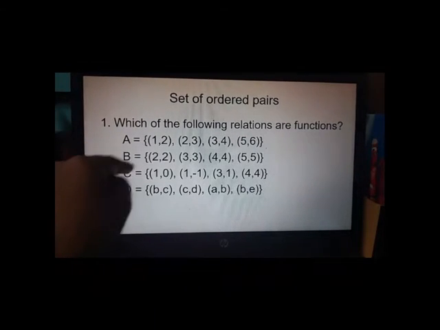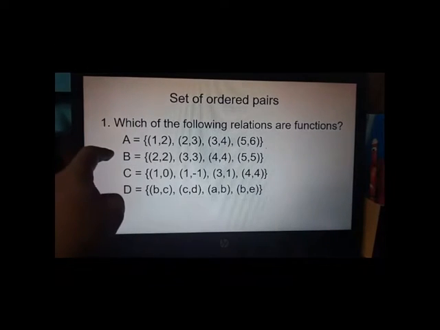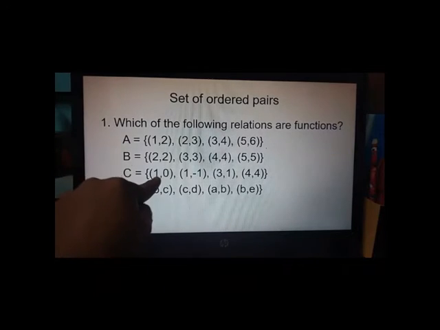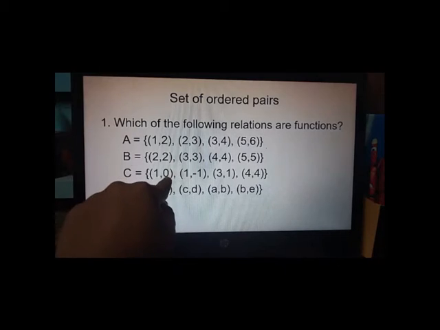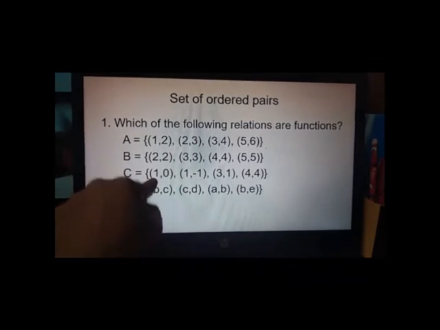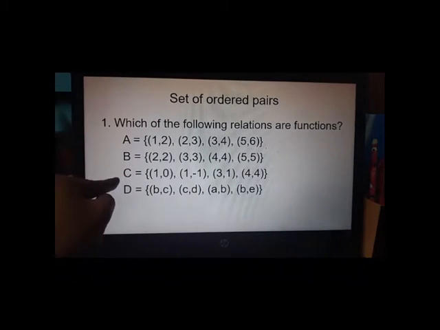How about set B? Are there repeated values of x, or the domain? None. So, therefore, we can consider this one as a function. How about set C? 1 has a value of 0, and 1 also has a value of negative 1. So 1 has two values in the range. Can we consider this one as a function? No, this is not a function because 1 has two values in the range.